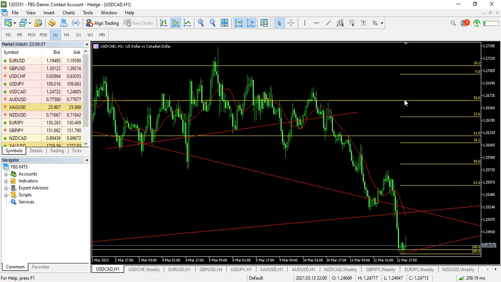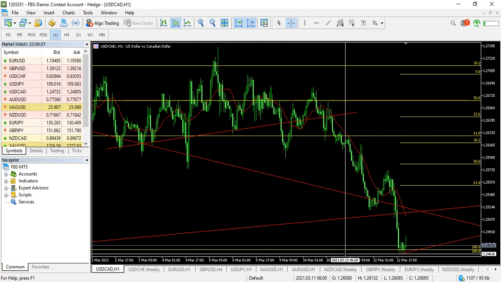We're going to start with the USD CAD. Guys, with this pair, I'm starting with it on purpose because it is the most interesting pair in this chart for next week. Basically, it's on a very strong key level, which is the support zone at 1.24700 and 1.246.